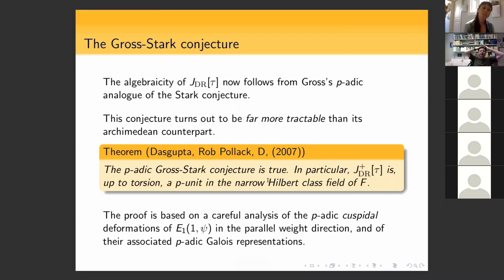And that proof was based on carefully analyzing the p-adic cuspidal deformations of the Eisenstein series of parallel weight 1 in the parallel weight direction and of their associated p-adic representations. The idea of exploiting deformations of Hilbert modular forms was also present in that work on the p-adic Stark conjectures.